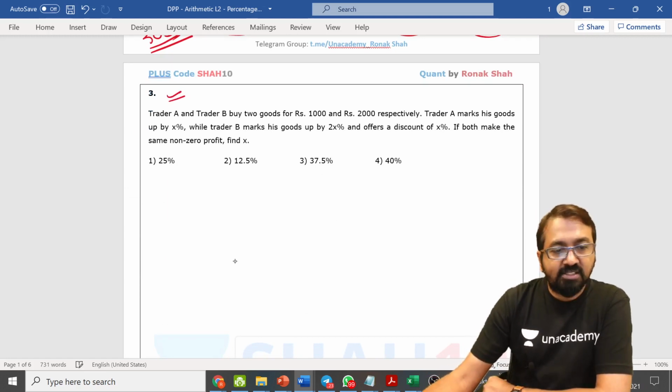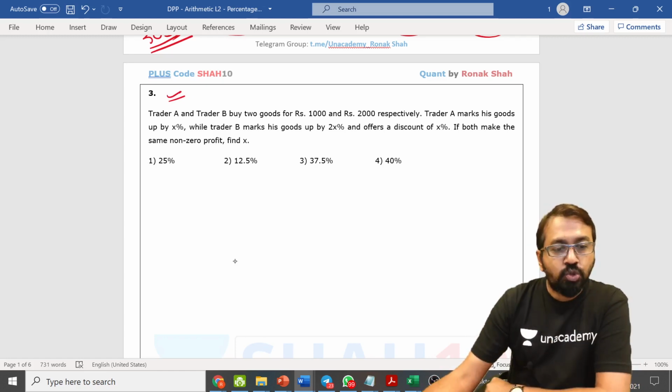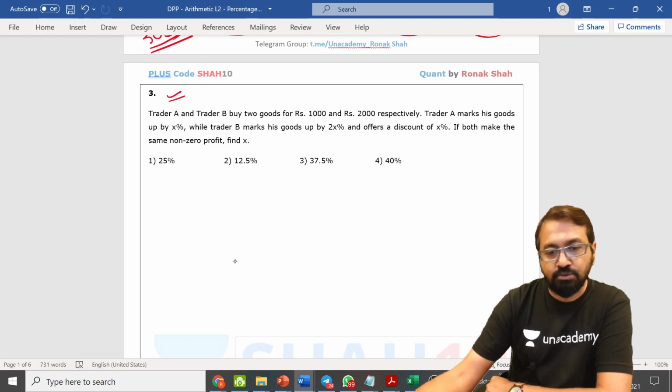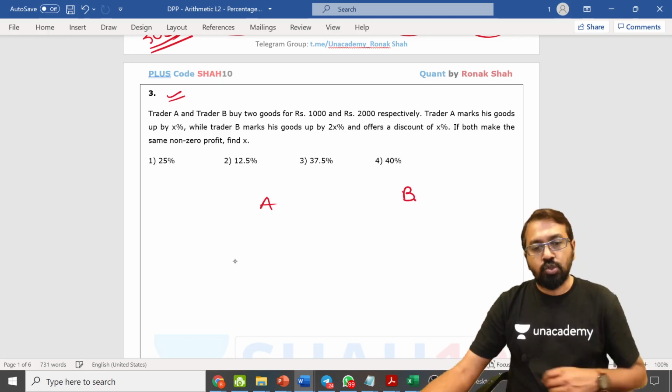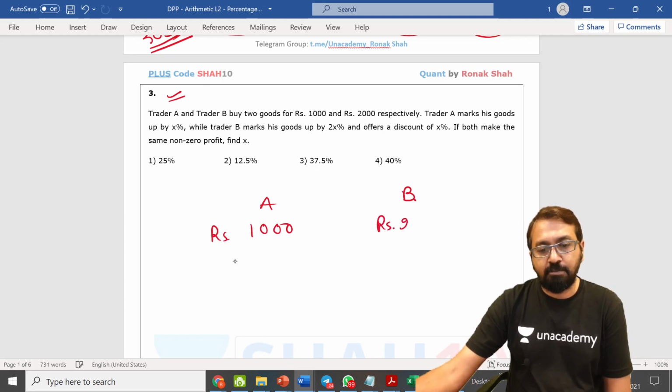This is again a slightly tricky question because again the percentage values are given in terms of a variable. So trader A and trader B buy 2 goods for rupees 1000 and 2000 respectively. So trader A bought goods at rupees 1000 and trader B bought the goods at rupees 2000.